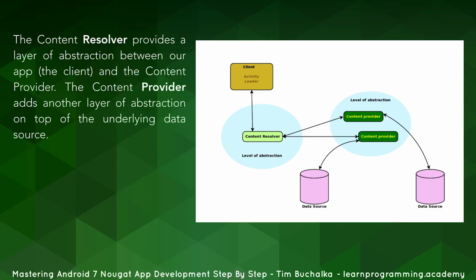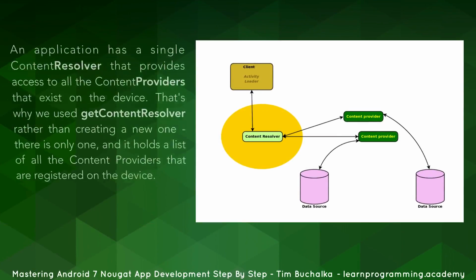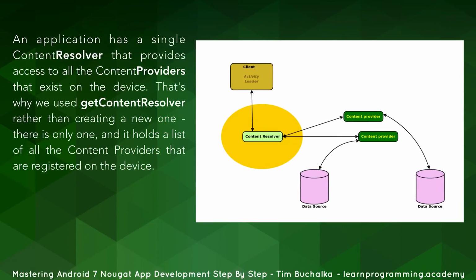Now, the content resolver provides a layer of abstraction between our app, which is the client, and the content provider. The content provider adds another layer of abstraction on top of the underlying data source. An application has a single content resolver that provides access to all the content providers that exist on the Android device. Now that's why we used Get Content Resolver rather than creating a new one, because there is only one and it holds a list of all the content providers that are registered on the device.